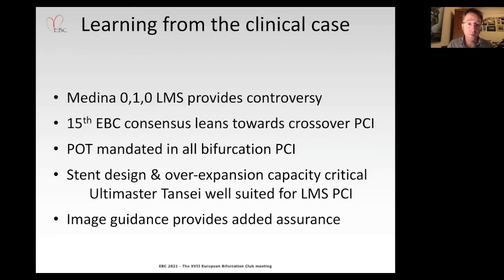So the learning, I think, from this clinical case is that there is controversy with a Medina 010 type anatomy. The consensus does lean towards crossover, and I've shown a nice example of where that can be efficacious. POT is absolutely mandated in bifurcation PCI, and I think stent design does play an important part in achieving good results for our patients, alongside the use of guidance by imaging to assure ourselves that we can achieve the best possible result. I thank you for your attention.